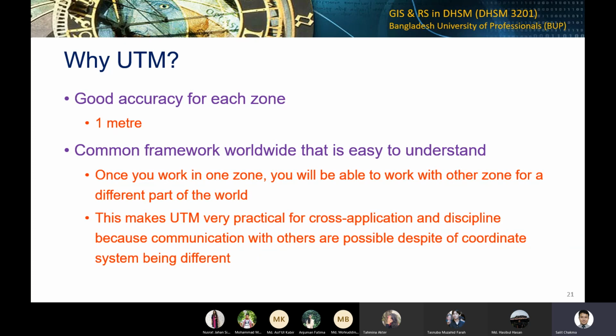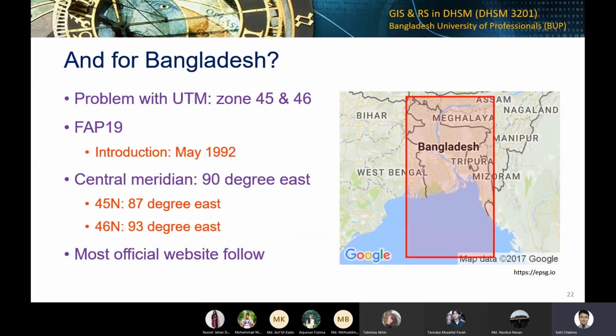If you go to Australia, or to Colombia, Colombia is a country, yes, in Latin America, or if you go to Brazil, you will still be able to use UTM. That means you will still be able to use a coordinate system which is familiar to you. And this is what made UTM very popular.